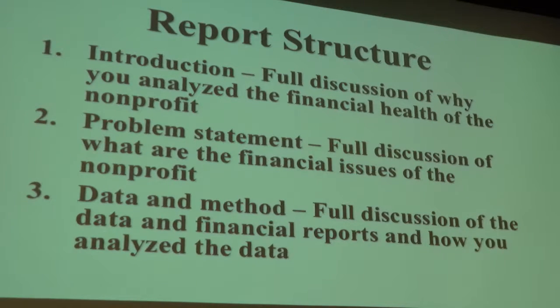So the executive summary is a brief discussion, and that is written last. The executive summary essentially just summarizes the report. So first you write the report, and then you write the executive summary. The report structure is essentially those components that are going to be in the executive summary. So you have the introduction. In the report, you have a full discussion of why you analyze the fiscal health of the nonprofit.